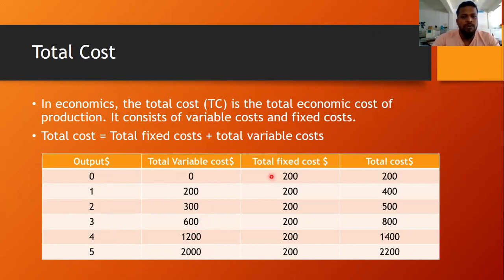When it comes to the fixed cost, we already know that it will not vary along with the output. So it should be assumed as a constant, that is $200. For every output, the cost is the same: 200, 200, 200, like that. Then according to the formula, total cost is equal to total fixed cost plus total variable cost. So you add these two columns and you get the total cost. You can see 200, 400. 400 means 200 variable cost plus 200 fixed cost is equal to 400, like that.